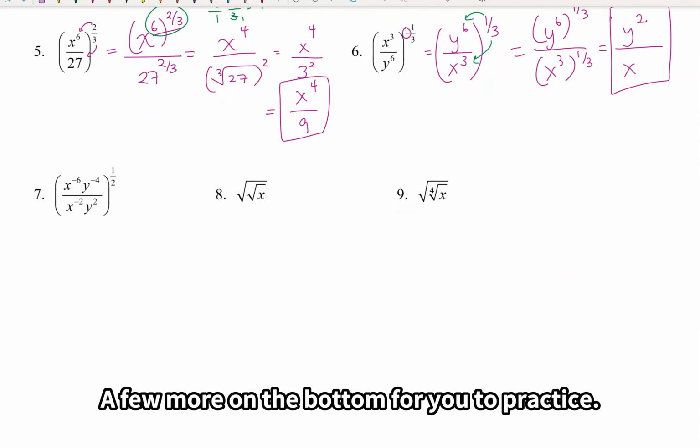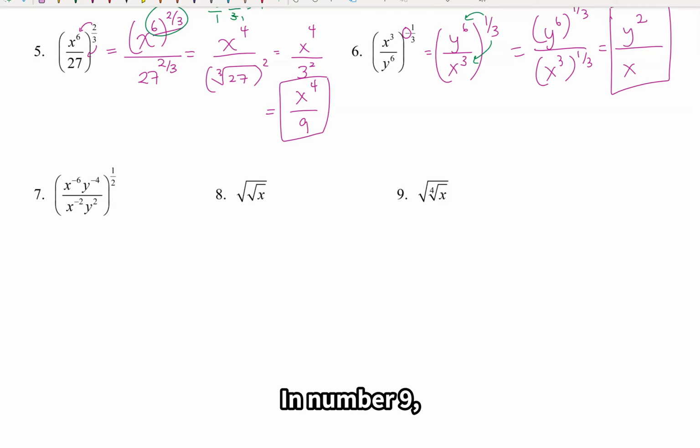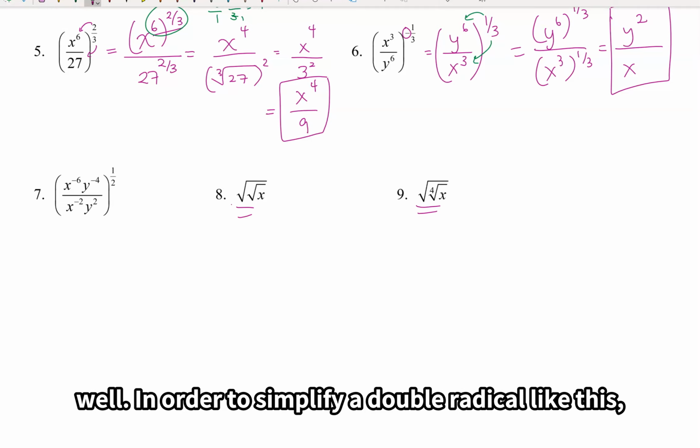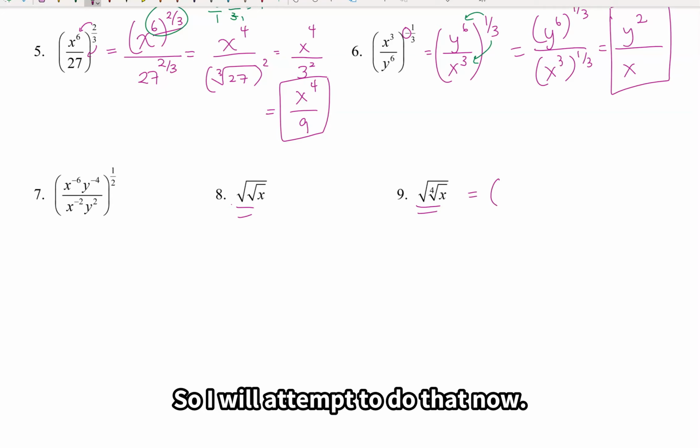A few more on the bottom for you to practice. I do want to look at number 9. I'll leave 7 and 8 for you to work on your own and check your work. In number 9, this one is a little different because now we have radicals. We have radicals in 8 as well. In order to simplify a double radical like this, we need to convert it to rational exponents. So I will attempt to do that now.